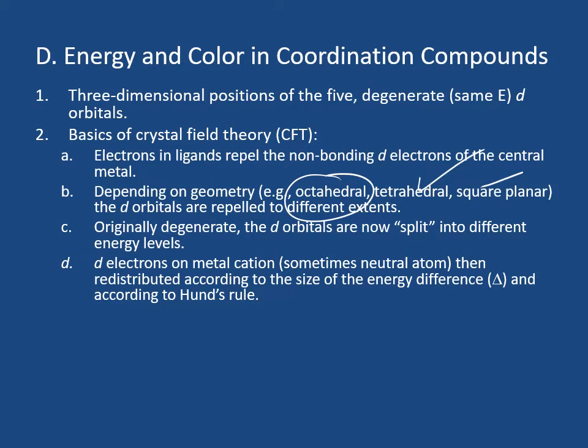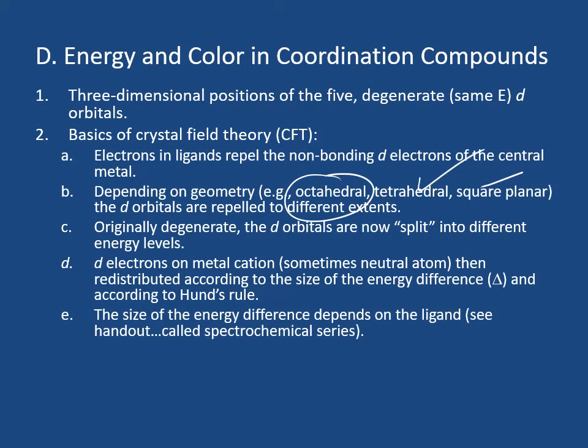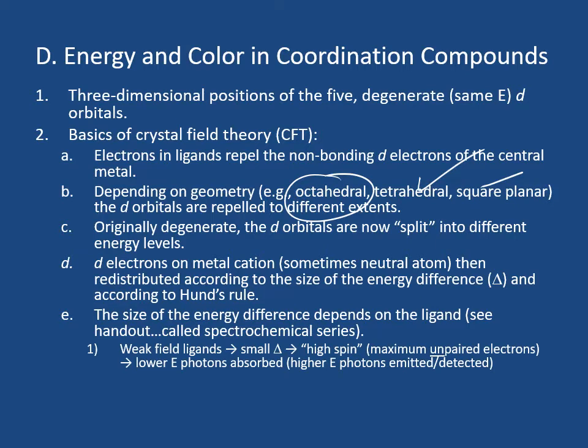There's a lot to digest here. The size of the energy difference depends on the ligand. It's on your handout, called the spectrochemical series. Not a great name, but that's what it's called. So if it's weak field, small gap, and that's called high spin. So you unpair all the electrons first. And because it's a small energy gap, lower energy photons are absorbed.